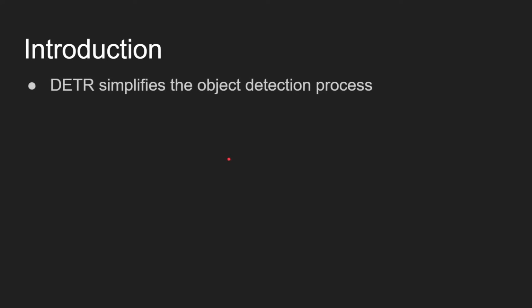So DETR directly predicts bounding boxes of detected objects, which means they don't have to go through some of the additional steps that other object detection models have to go through, like anchor generation or non-max suppression. One of the important components that allows us to do this is their set-based global loss, which uses a bipartite matching loss to ensure that they have a unique prediction for every ground truth label.